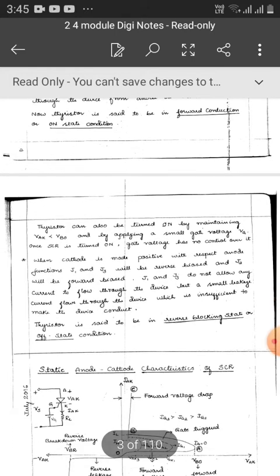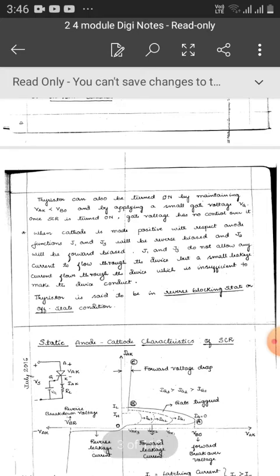When the cathode is made positive with respect to the anode, junctions J1 and J3 will be reverse biased and junction J2 will be forward biased. J1 and J3 do not allow any current to flow through the device, but a small leakage current flows through the device, which is insufficient to make the device conduct. So the thyristor is then said to be in the reverse blocking or off state.